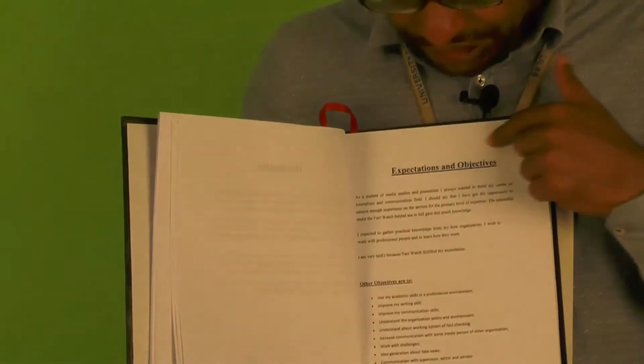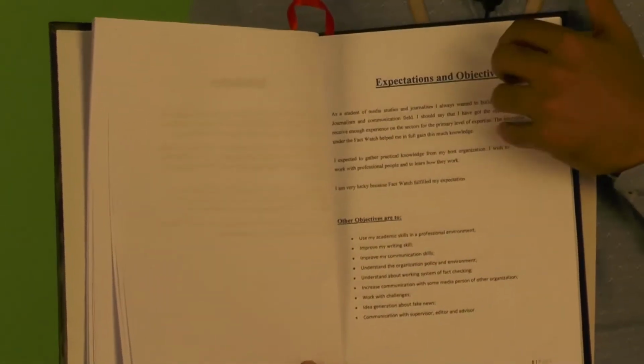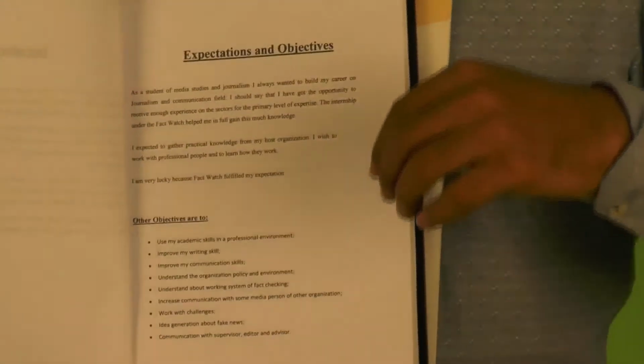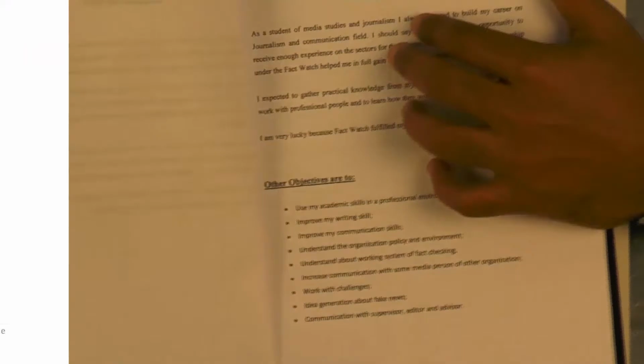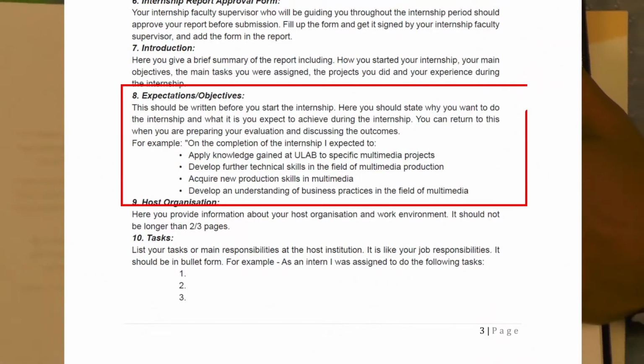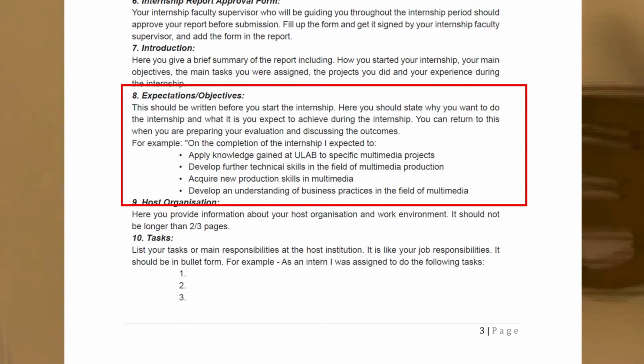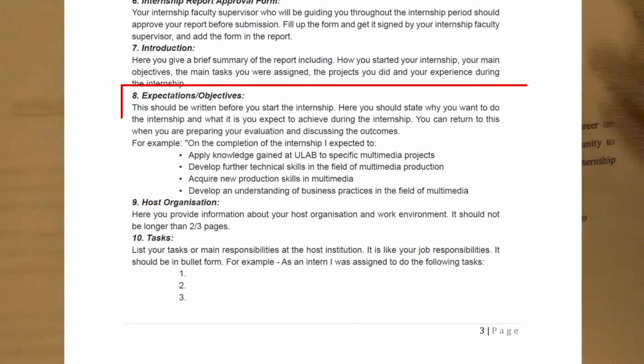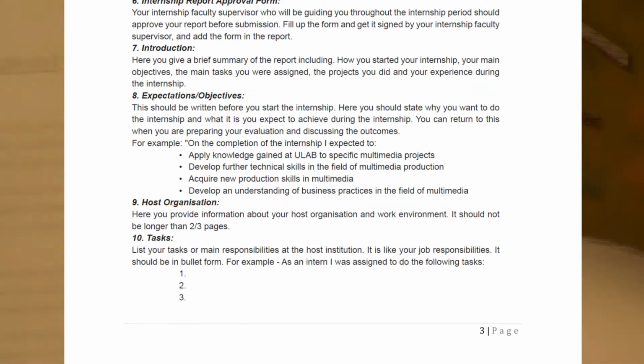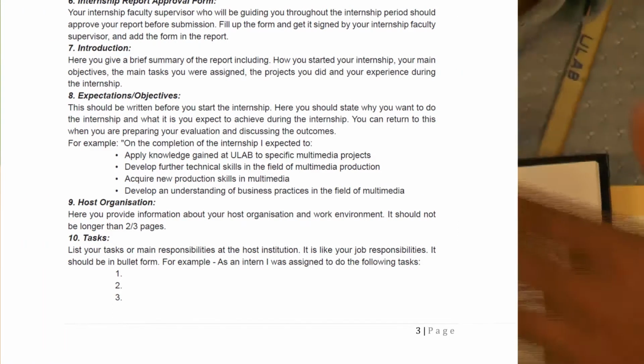Up next is expectations and objectives. Under this category, you need to explain the things that you expected to learn once you joined the internship. So for instance, your expectations could have been learning how to write a lead properly. Your expectations could have been to garner more contacts once you worked in a company. Your expectation could have been to know how to be a good cinematographer. Your expectations could have been to know how to edit a particular video properly. Whatever your expectations were before joining the company, you need to write it down over here.